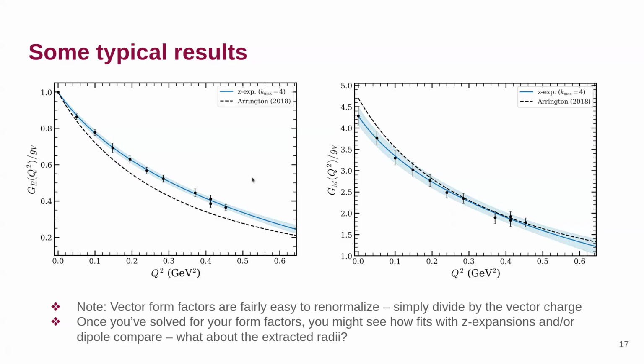And then the final thing we might want to do, since we can readily renormalize these form factors just by dividing by the charge, we could then go and compare with other lattice results or with phenomenology. Here, this dashed line is a classic point of comparison, this Arrington result for the form factors from phenomenology. And so that's the kind of results we would be looking to be able to produce after this class.